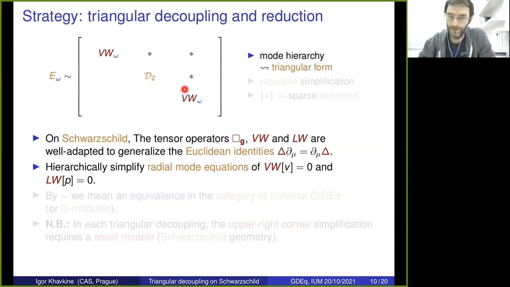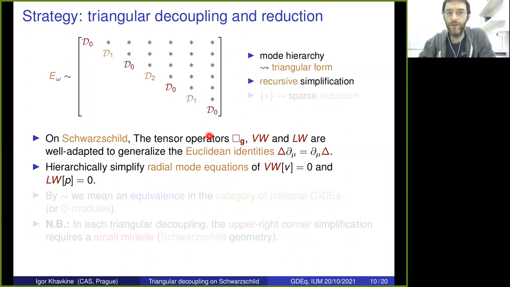So the vector wave equation blocks we simplify once more. Each of the vector wave equation blocks becomes one of these 3 by 3 subblocks, and that introduces some more off-diagonal couplings.